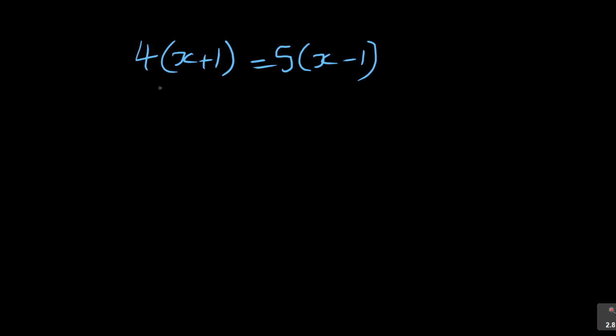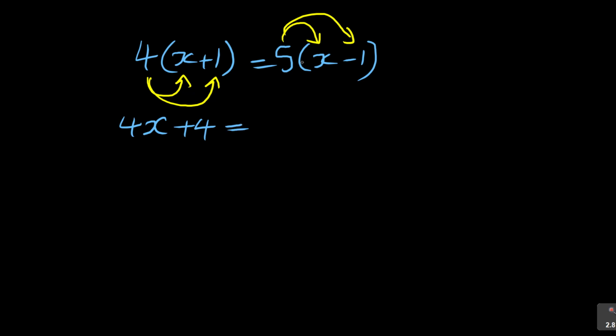Opening of brackets, expansion. So the 4 multiplies, the 4 multiplies, the 5 multiplies, the 5 multiplies. That's the first thing. So 4 times x, you have 4x. 4 times 1 is positive 4, is equal to 5 times x is 5x. 5 times 1 is minus 5.